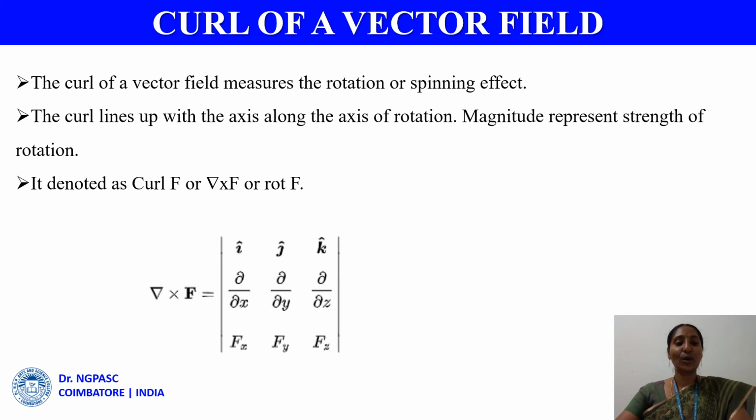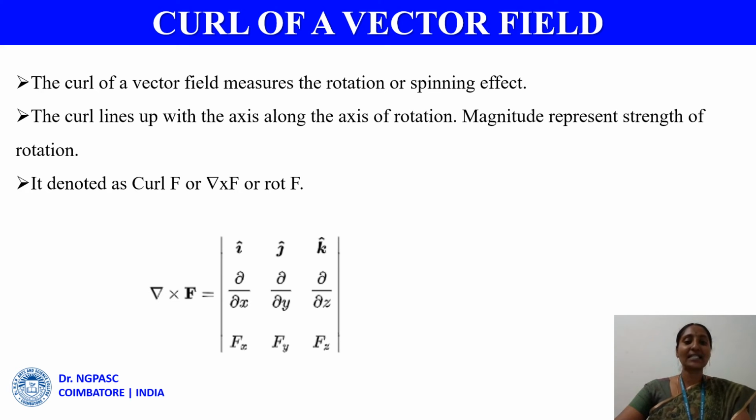So here the curl is denoted by curl F or del cross F, and here del cross F is equal to, like we write in the matrix form: i, j, k in the first row, second row dou by dou x, dou by dou y, dou by dou z, and F is a function which gives a rotation: Fx, Fy and Fz.